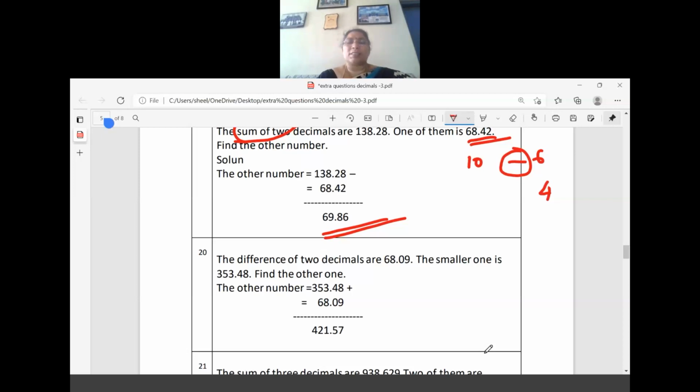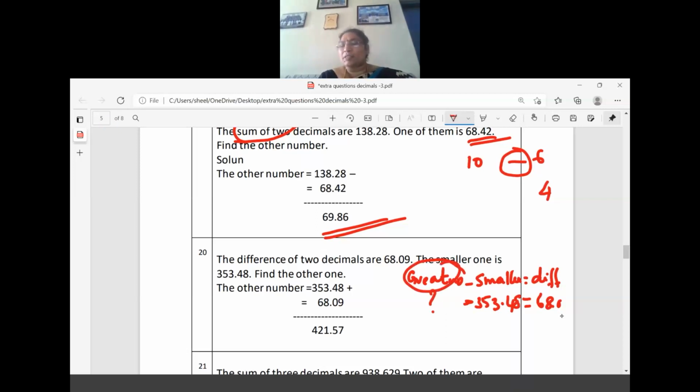The smaller one is 353.48. The other one. When we are doing the difference, what will we do? Greater number minus smaller equal to difference, isn't it? So difference of two decimals equal to 68.09, isn't it? Now what happened here? In that the smaller one is given. What is the smaller one? 353.48.